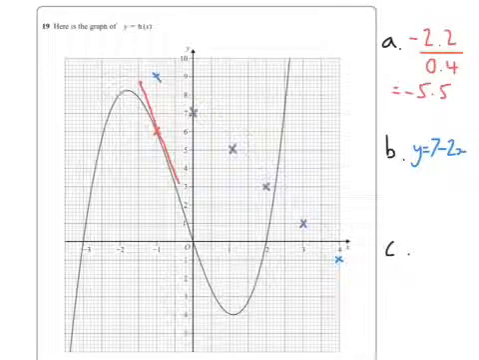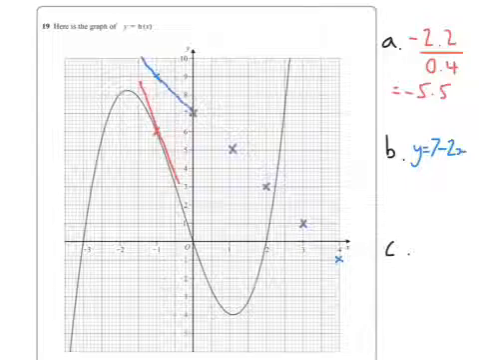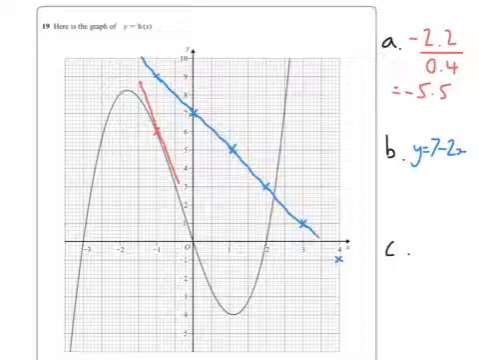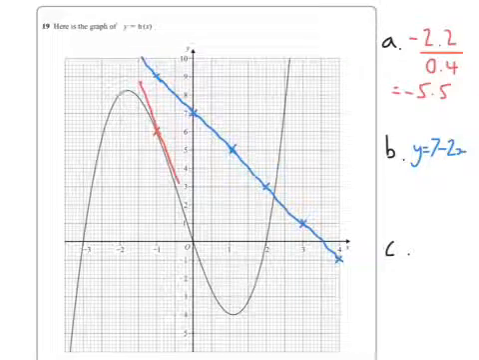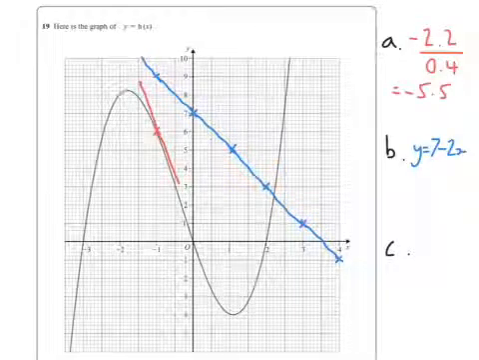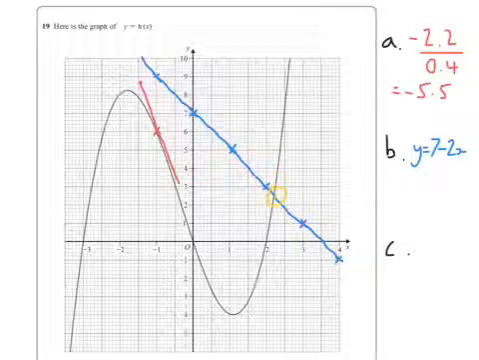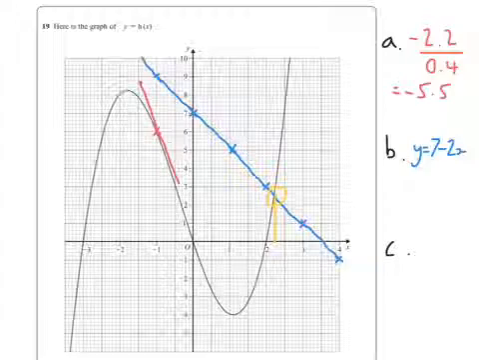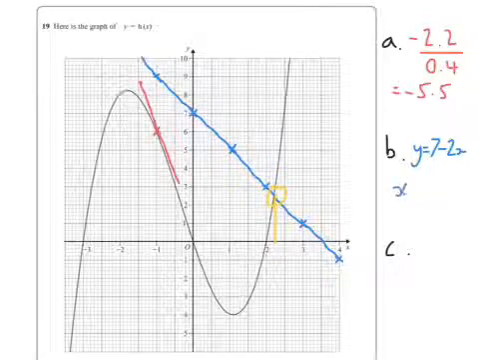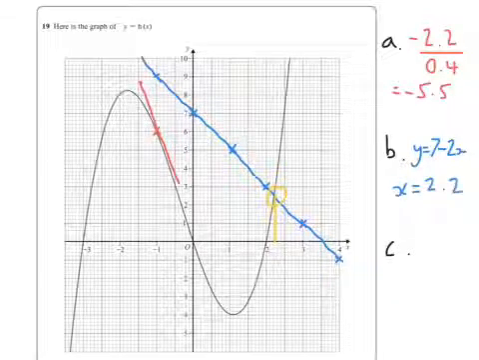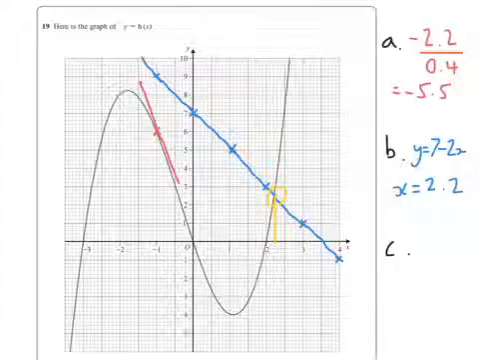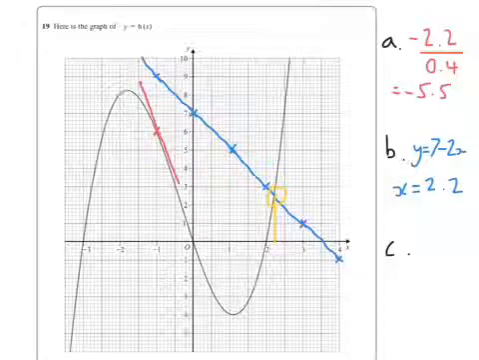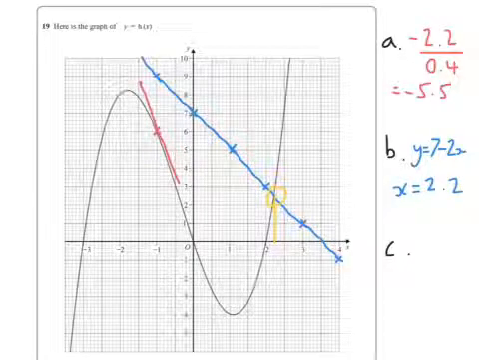Right, now I'm going to try and draw it as accurately as possible, and then where the two cross, which is at this point here, I'm going to read down and I'm going to get about 2.2. Okay, so x equals 2.2. Alright, again, you need to draw it as accurately as possible. You'll get a little bit of leeway there, but not a huge amount, so just make sure you draw nice and accurately.